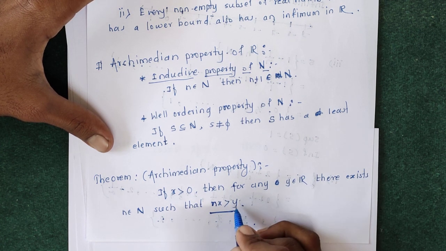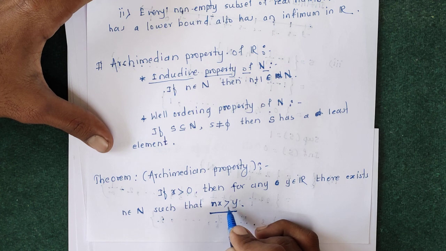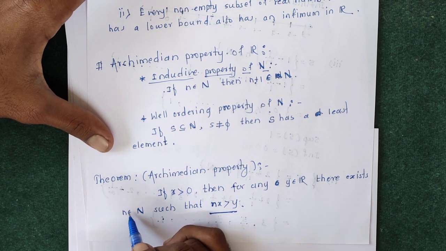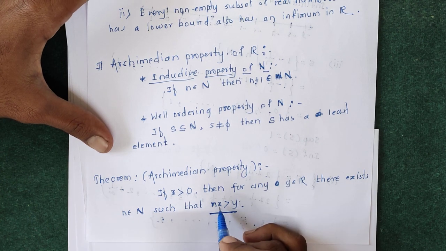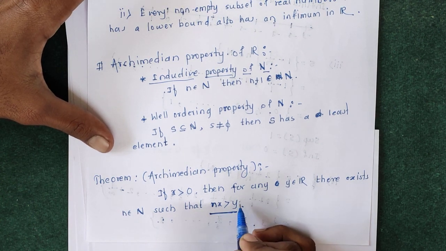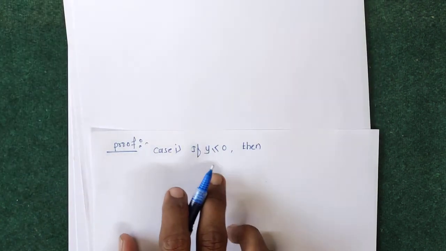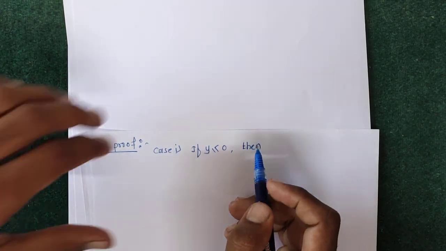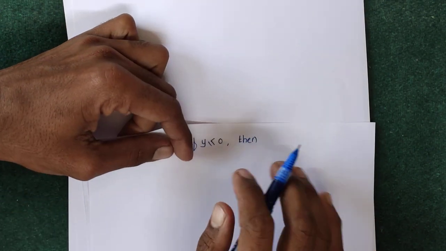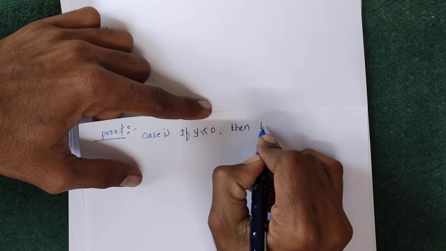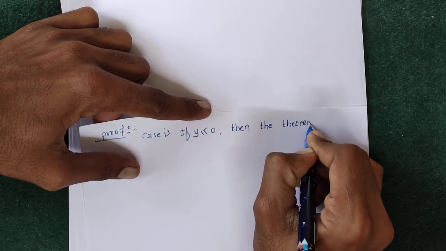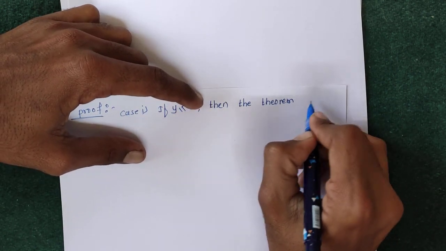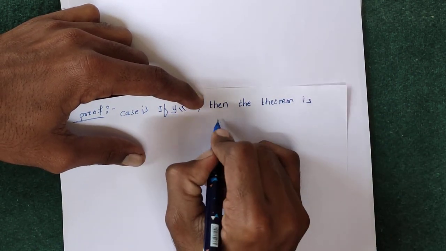Now, if you take y less than 0, that means y is a negative number, and we know that the multiplication of two positive numbers is positive. So nx is positive, and a positive number is obviously greater than a negative number. So if we take the first case, y less than or equal to 0, then our result is obviously true. Then the theorem is obvious.